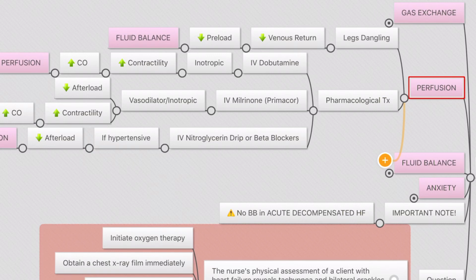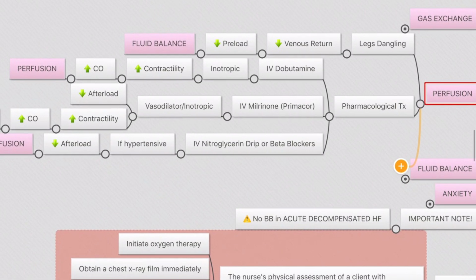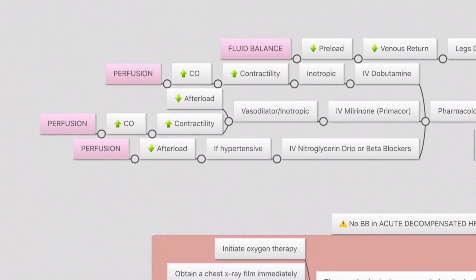Or you can use pharmacological treatment. If your patient doesn't have sufficient cardiac output, then you can give a medication called IV dobutamine. Now this is an inotropic drug. This is a critical care drug, so you're going to learn more of that in fourth semester. An inotropic drug is going to increase contractility, increasing cardiac output, and that's going to help with perfusion.